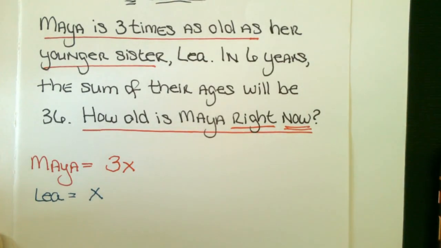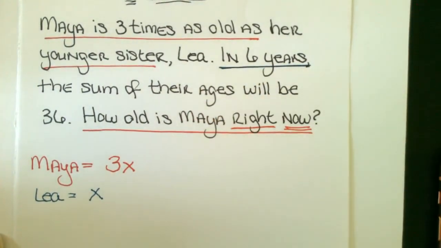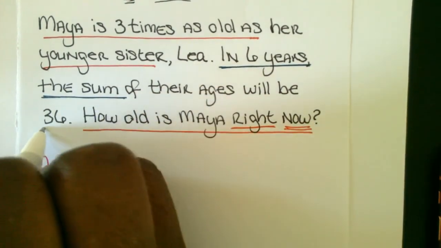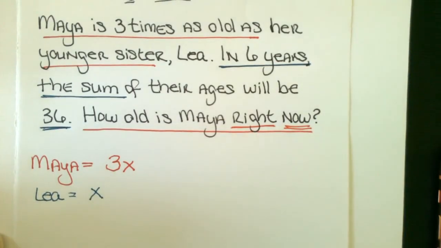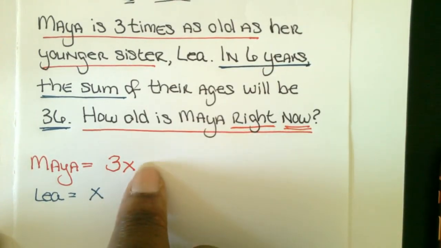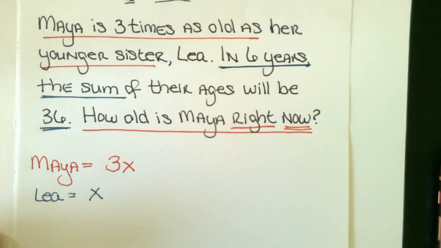But then they gave us some additional information. In 6 years, what's happening? The sum of their ages will be 36. So that means if I add 6 years to both Maya and Leah, it should equal my 36. Okay, there we go. Now we're starting to see people changing their answers, which is awesome.